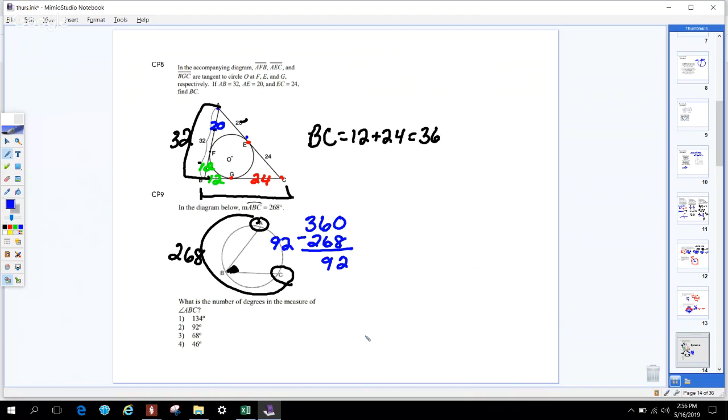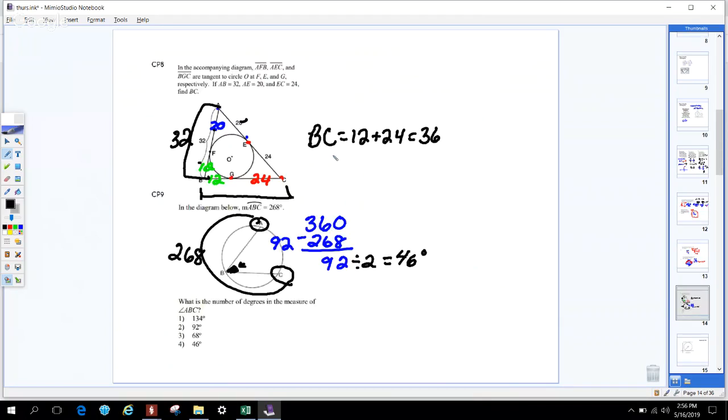So yes. Now we have to divide by 2. Why are we dividing by 2? We're dividing by 2 because we need this little angle. If it was a central angle, then we wouldn't need to divide. But because it's an inscribed angle, we have to divide.